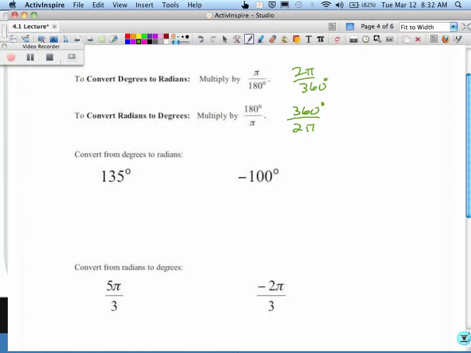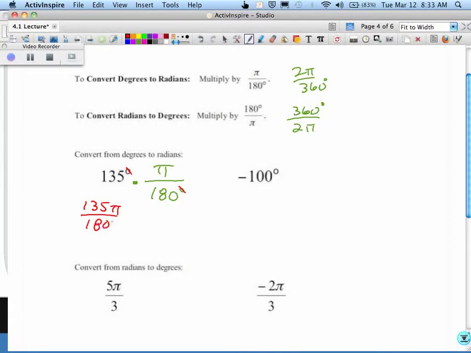So, when you want to go from degrees to radians, I want to get rid of the degree bubble, right? So I literally think about putting 180 degrees on the bottom and pi on top, because in my head I'm really thinking chunga chunga, get rid of the degree bubble. Right? I've eliminated the degree bubble. So what's left? I have 135 pi over 180.